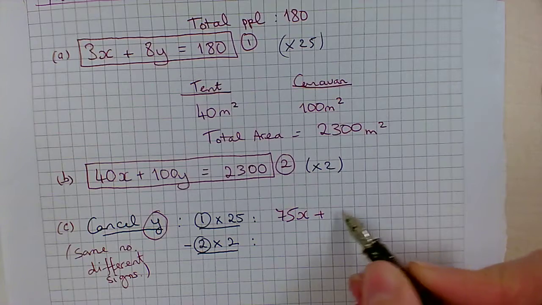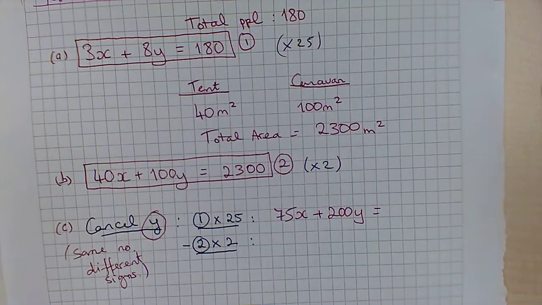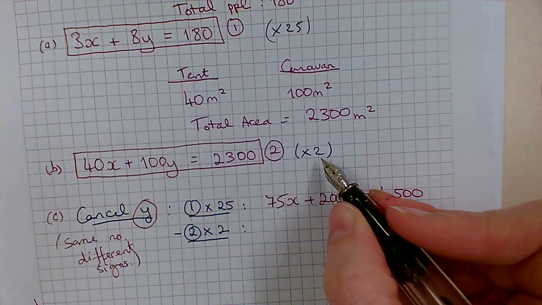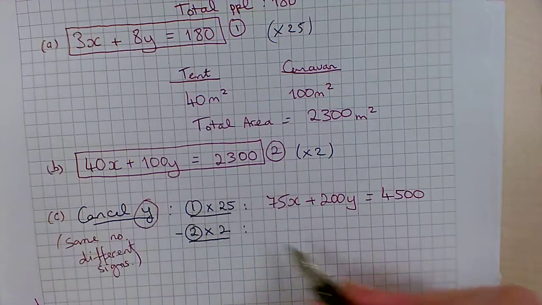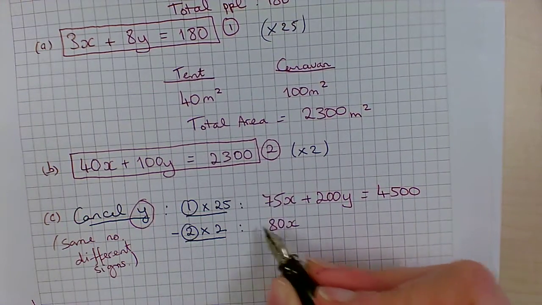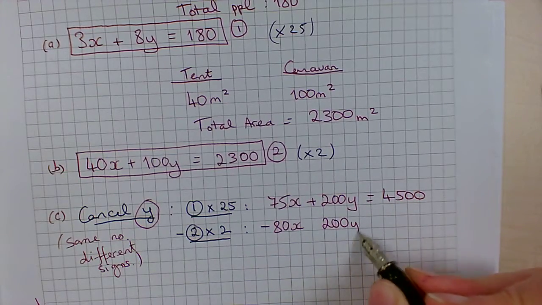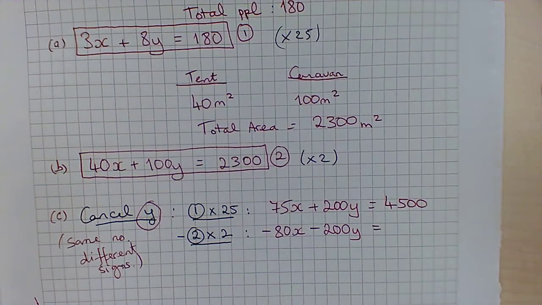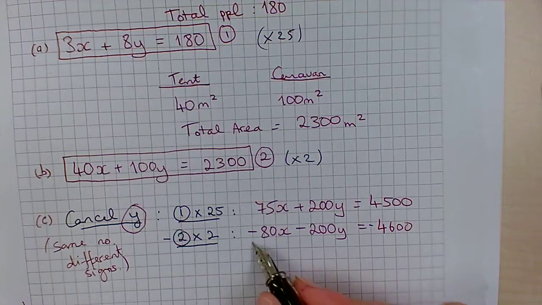75x plus 200y equals 180 times 25, 4,500. I'm going to change the sign and multiply by 2 here. So I will have 2 times 40 gives me 80x and make it negative. 2 times 100 is 200y and change the sign, minus 200y. That's important, that's exactly what we wanted. And finally 2300 multiplied by 2 is 4600 and change the sign, and there we go.